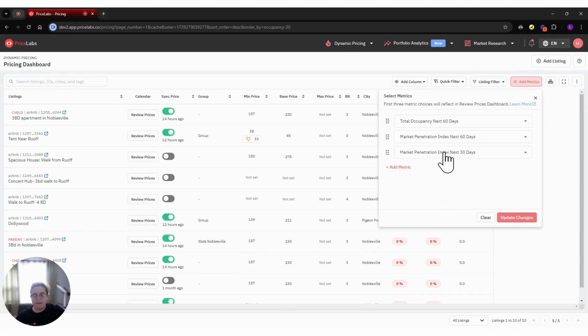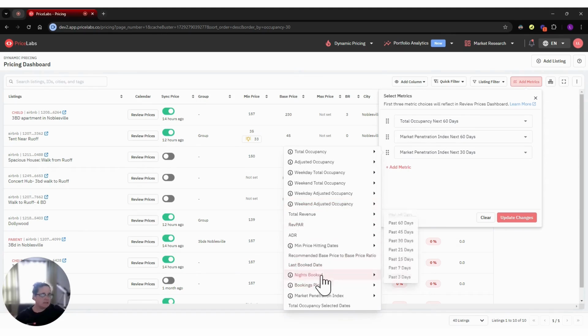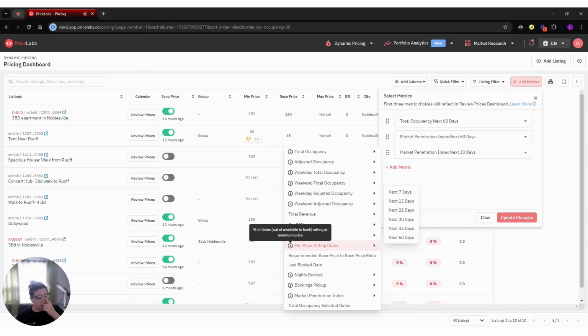And then finally, I'm going to hit the minimum price hitting days. So what this does is it shows you what percentage of your dates for the next X days are hitting your minimum price. What that tells you is, hey, I either need to maybe lower my minimum price so that I'm not hitting it all the time, or I need to raise my base price since it is maybe too close to my min price. You can dive into that a little bit deeper, and we will, on which option is better to do.